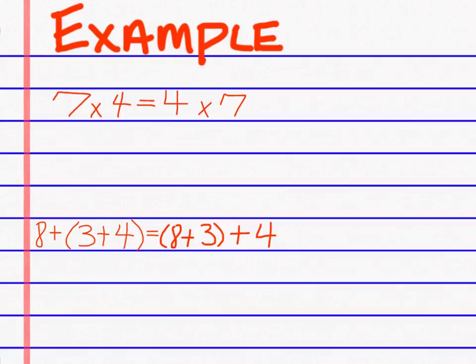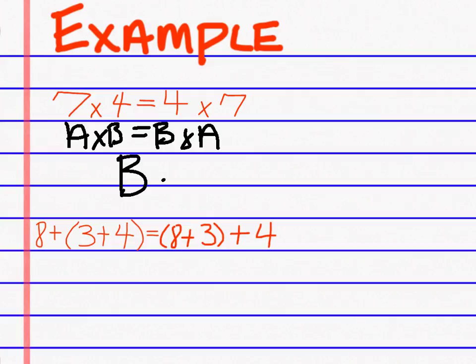Okay, for example 2, we're going to review the properties. So 7 times 4 is equal to 4 times 7. That's A times B equals B times A. That's the commutative property of multiplication, and that is letter B on your sheet.